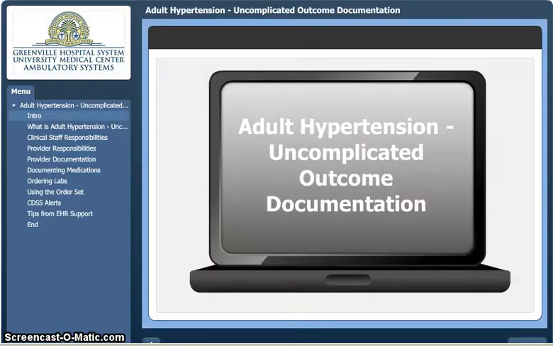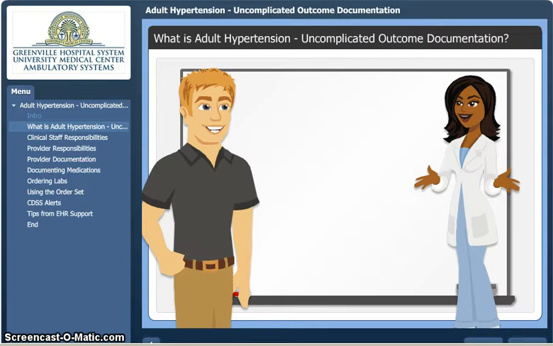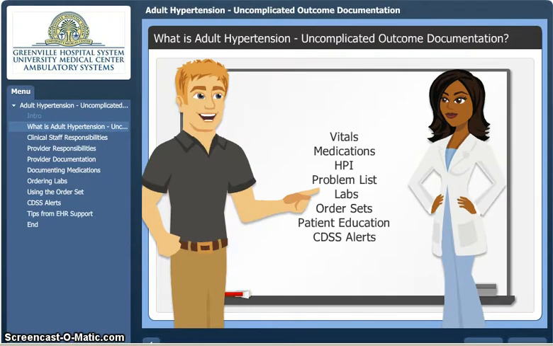Adult Hypertension Uncomplicated Outcome Documentation. What is adult hypertension uncomplicated outcome documentation? This module will cover how to use eCW to document the note for a patient who has a hypertension diagnosis. We will cover required documentation in vitals, medications, HPI, problem list, labs, along with using the order set to print patient education and place orders, and how the CDSS alerts will provide reminders.